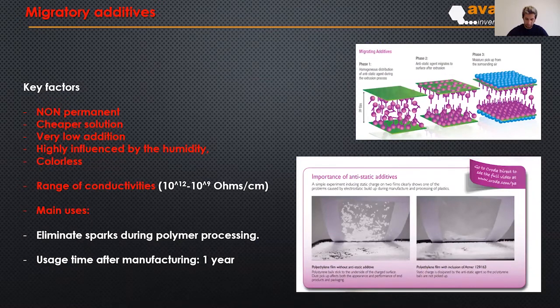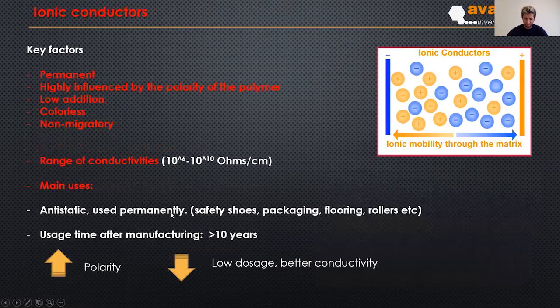Another potential problem that can appear is, for example, the presence of grease over the surface. It happens sometimes when you add a material and the material migrates too far, and it appears like a grease over the surface, like an oil. This is the potential problem that can appear with this migratory additive.